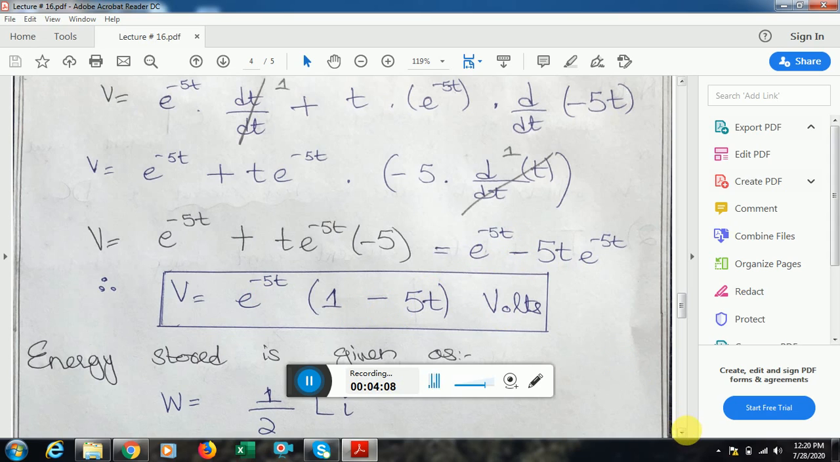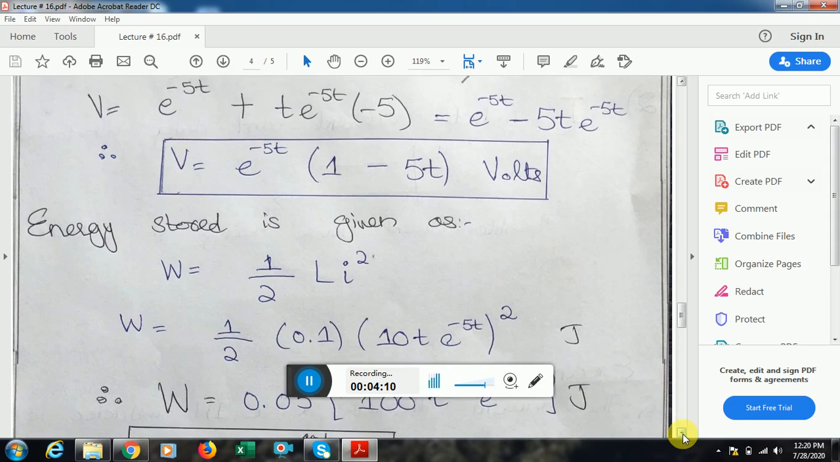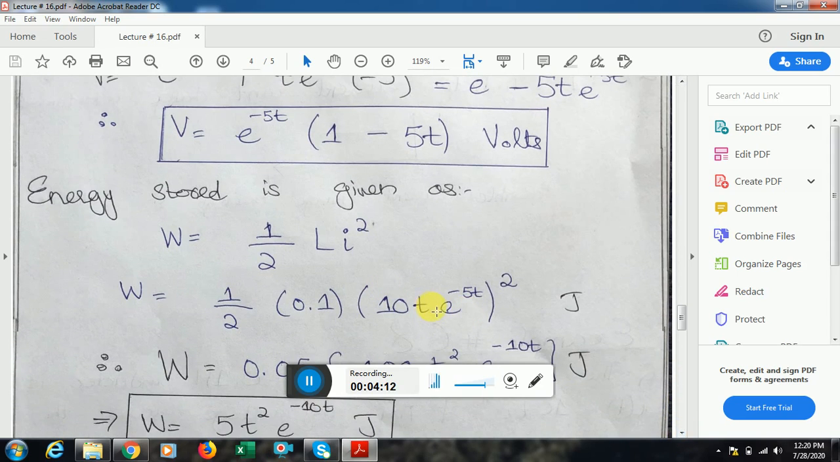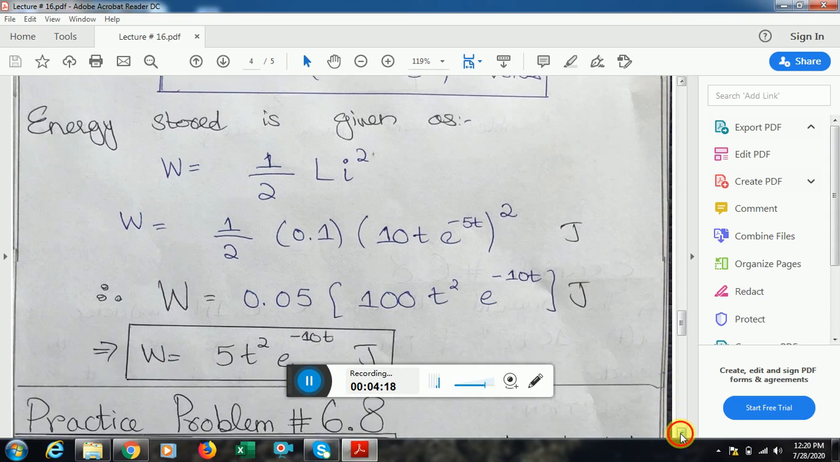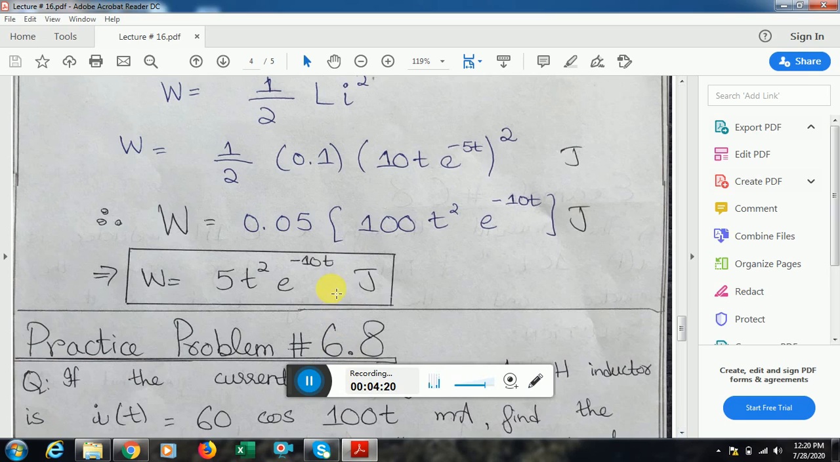Now the energy stored is 1 by 2 L i squared. By inserting the value of i, which was given in the question, we get the energy stored: w is equal to 5t squared e raised to power minus 10t joules. The unit of energy is joules.